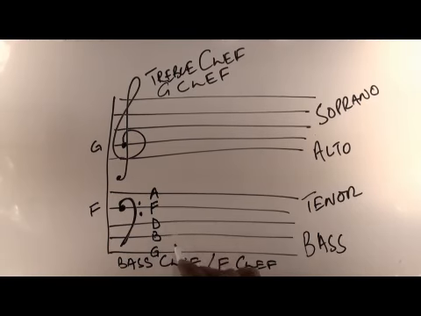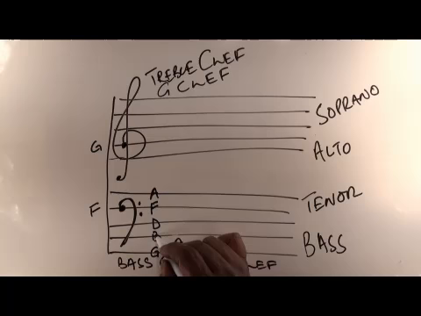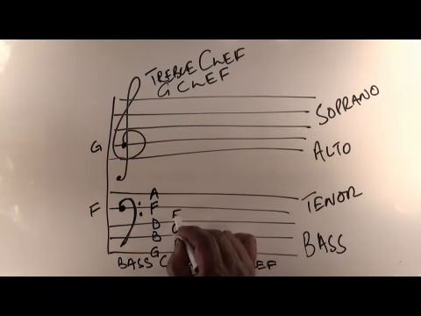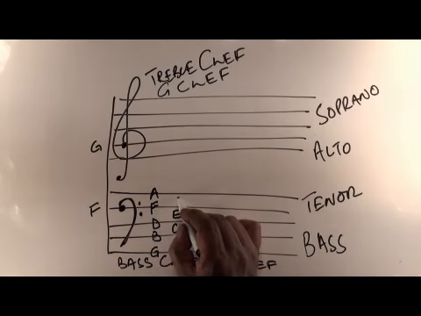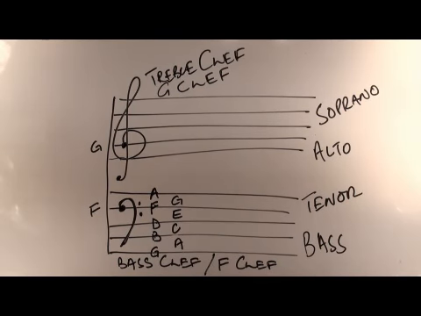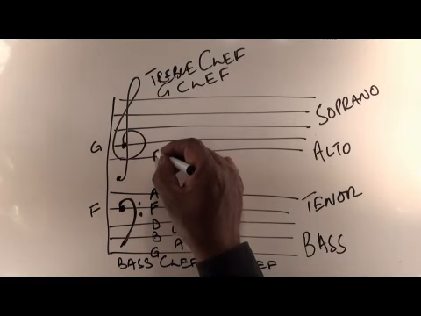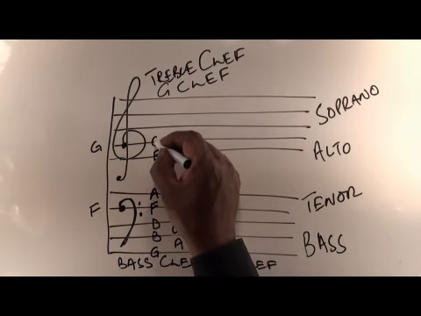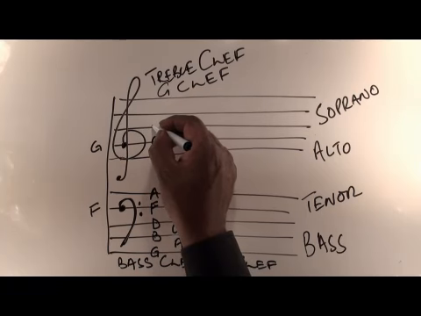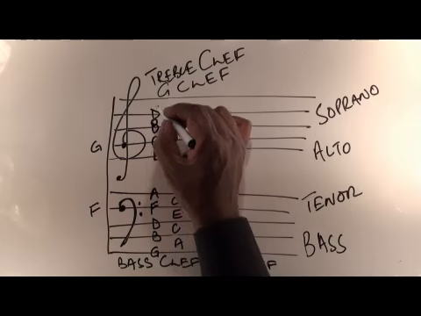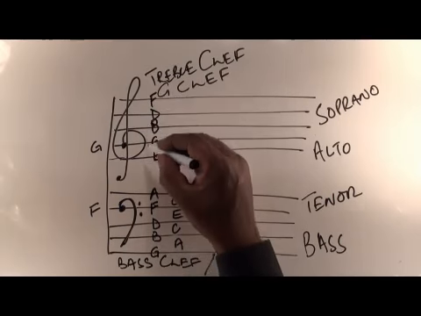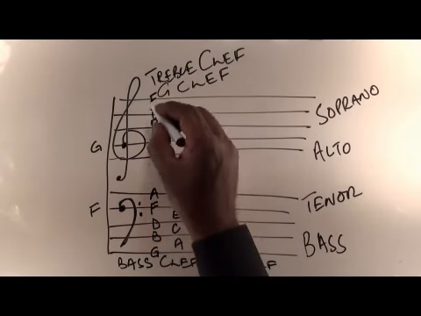G is followed by A. B is followed by C. D is followed by E. F is followed by G. On the treble clef, the first line is called E, second line G, third line B, 4th line D, and 5th line F. E, G, B, D, F.